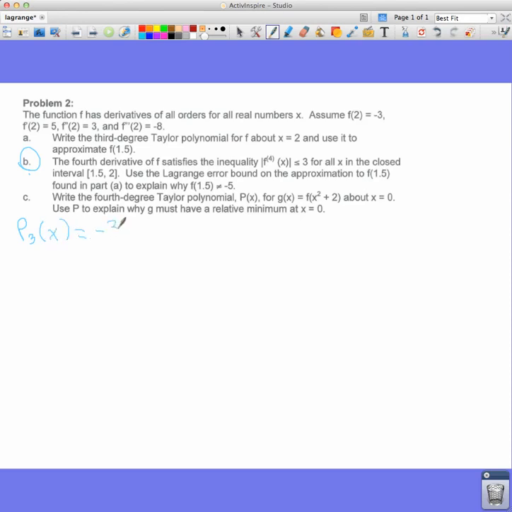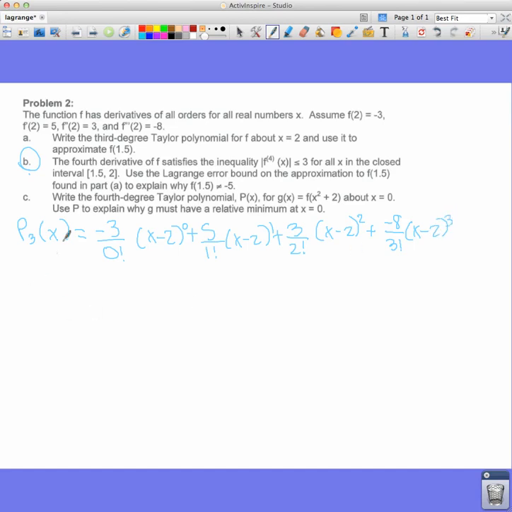was -3 over 0 factorial (x minus 2) to the 0 power, plus 5 over 1 factorial (x minus 2) to the first power, plus 3 over 2 factorial (x minus 2) squared, plus -8 over 3 factorial (x minus 2) cubed. That was your third degree polynomial.